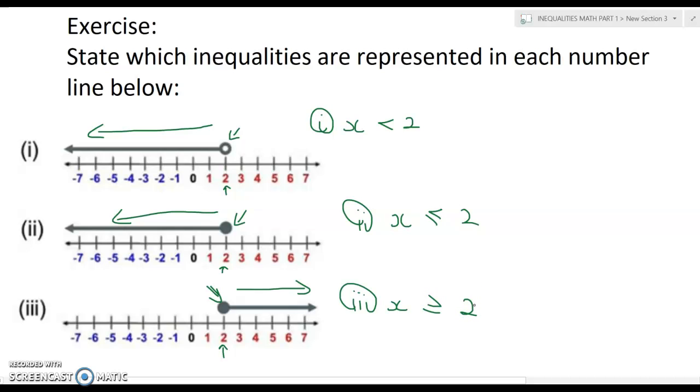So very simple. The questions are usually multiple choice, or sometimes they may ask you to draw a number line to represent an inequality. It's very simple, but again, just review what you have to do when it's an open circle and a solid circle.